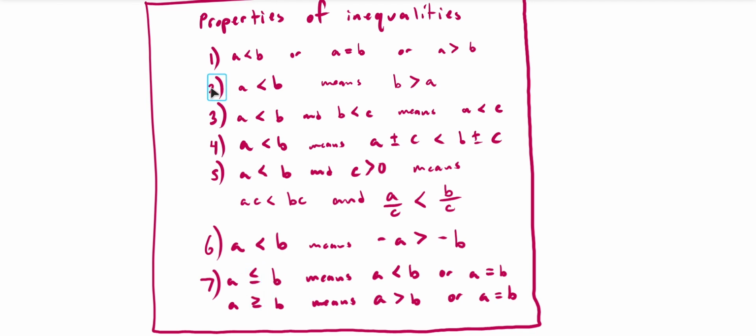So I should note that for properties 2, 3, 4, 5, and 6, you could replace these with greater thans, or you could replace them with less than or equal tos, or greater than or equal tos, and you would still have true statements for properties 2 to 6.